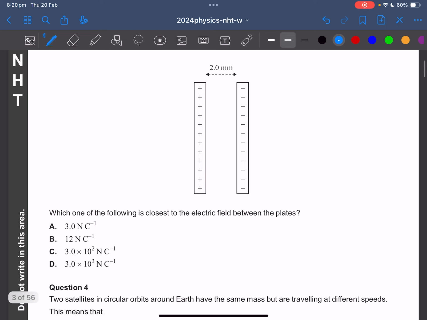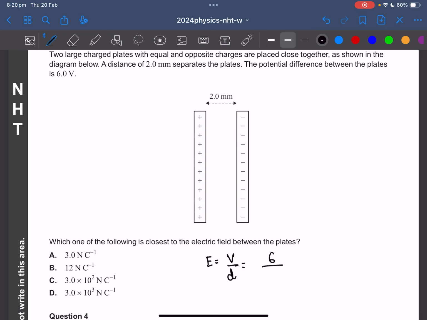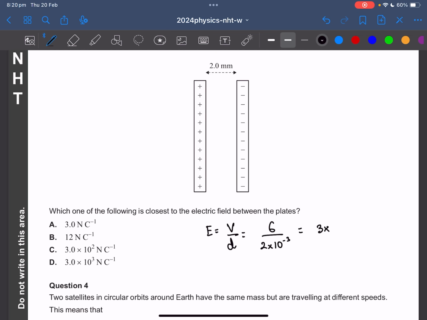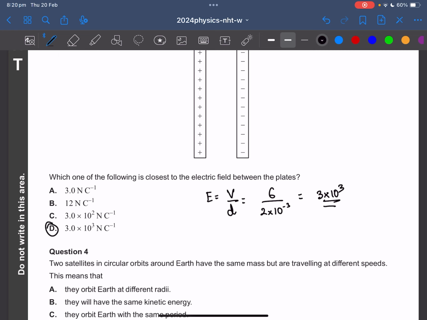We can use E equals V on d for this. So the voltage is 6 and the distance is 2 millimeters, so that would be 2 times 10 to the power of minus 3, because we have to express it in meters. Let us put this on our calculator real quick: 6 on 2 times 10 to the minus 3. I get 3 times 10 to the 3, and our answer would be option D.